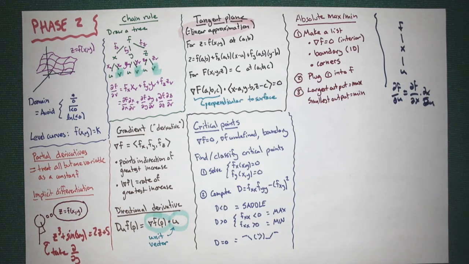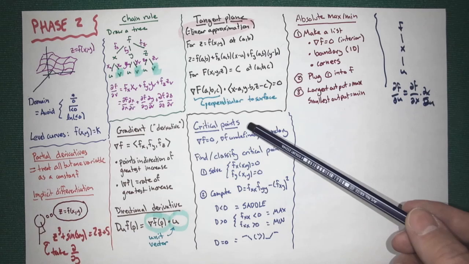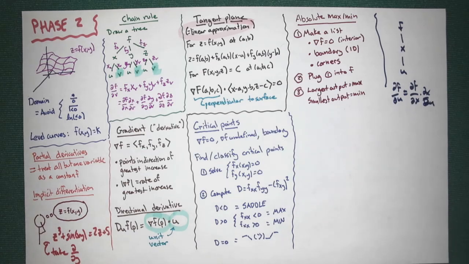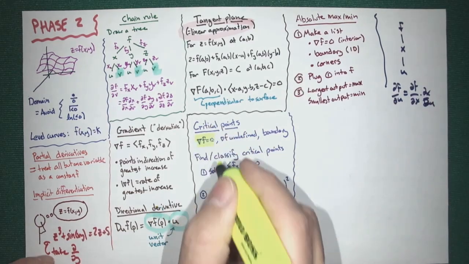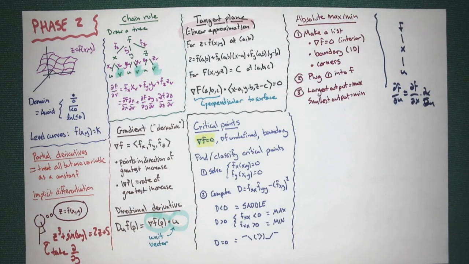We have critical points. That's where interesting things happen. So critical points, we tend to fall into the gradient is 0, gradient is undefined, or boundary. But when we talk about find and classify critical points, we really are focusing just on the first case. So most often, when we think critical points, think gradient equals 0.